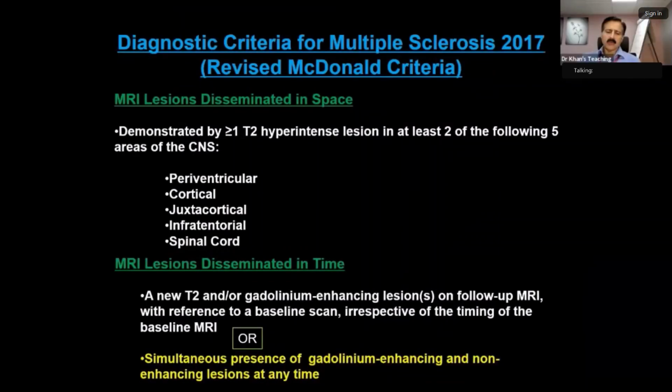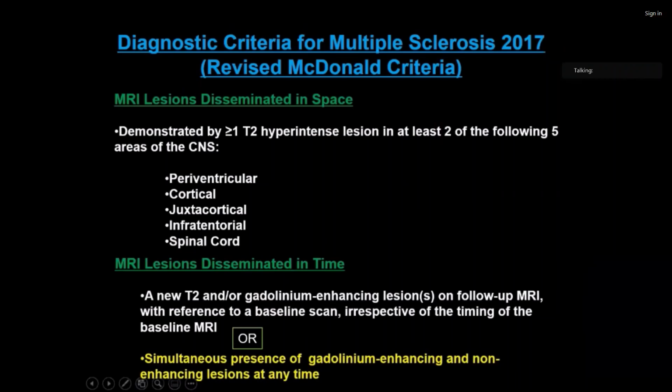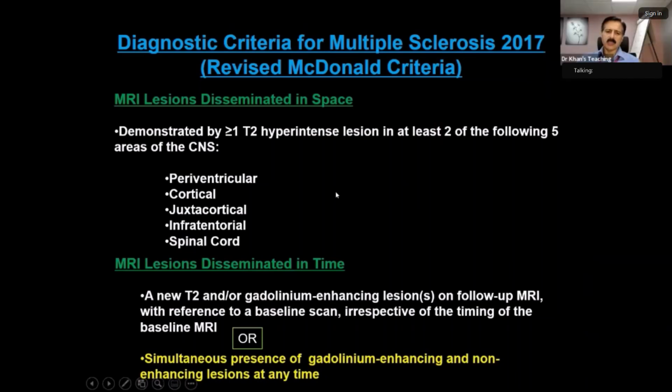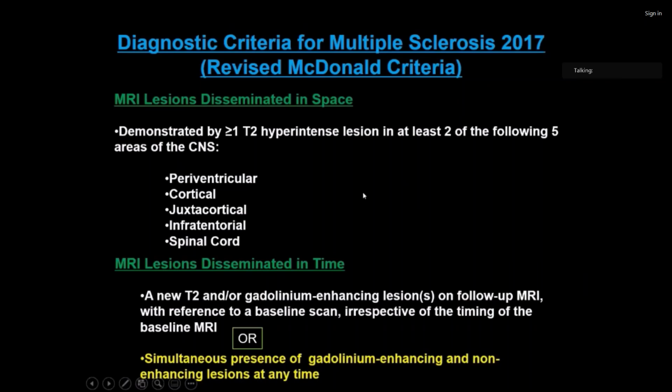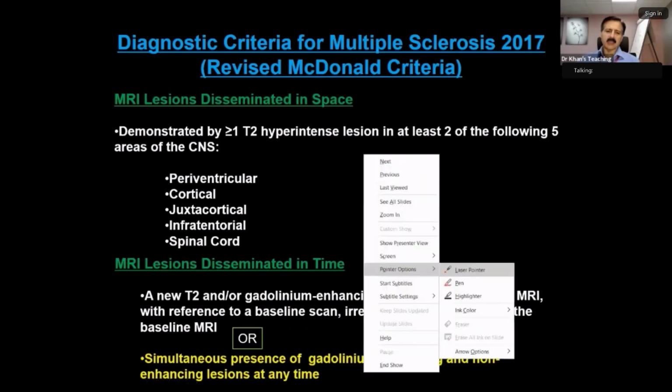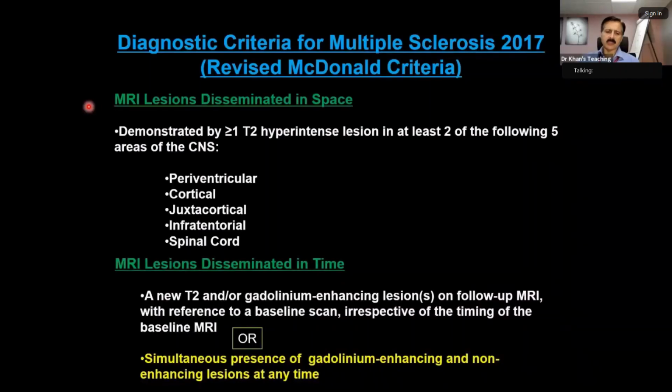So the revised McDonald criteria of 2017 tells us, this is the key slide for you to remember, that when you diagnose MS, the criteria of dissemination in space and dissemination in time should be met. And as far as dissemination in space is concerned, you should have T2 hyperintense lesions in at least 2 of the following, 1 or more than 1. What are the 2 sites?